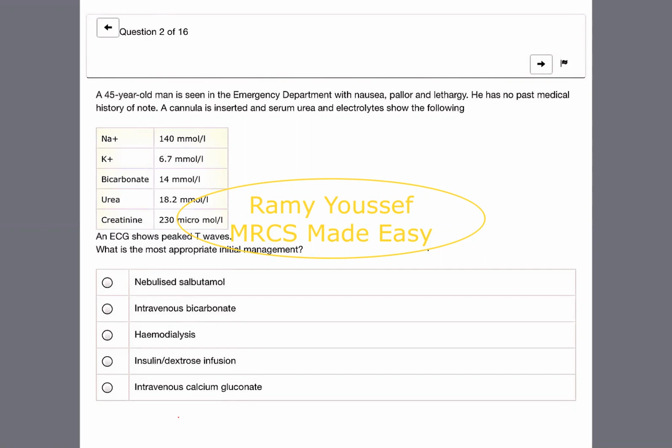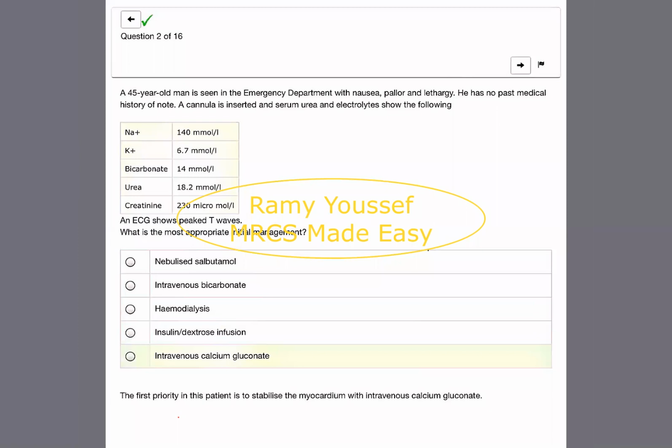A, nebulized salbutamol. B, intravenous bicarbonate. C, hemodialysis. D, insulin plus dextrose infusion. E, infusion of calcium gluconate. So the answer is E, calcium gluconate, to stabilize the myocardium, because this patient has hyperkalemia and can become arrhythmic at any time. So you have to first stabilize the myocardium, then correct the potassium. You give intravenous calcium gluconate, exactly. This is to stabilize the myocardium before you start to correct the hyperkalemia.